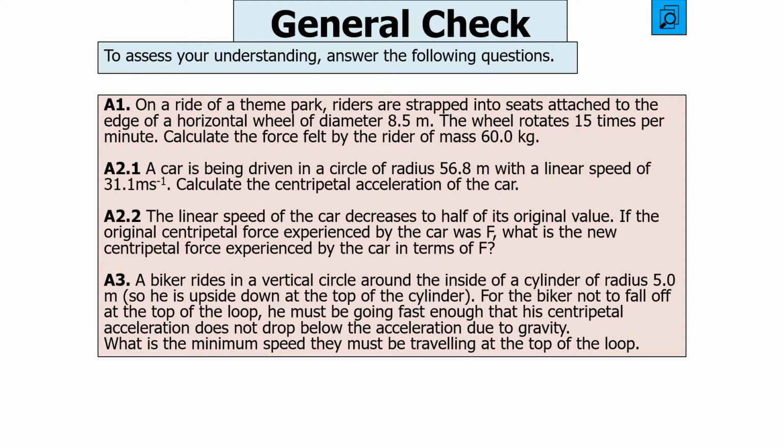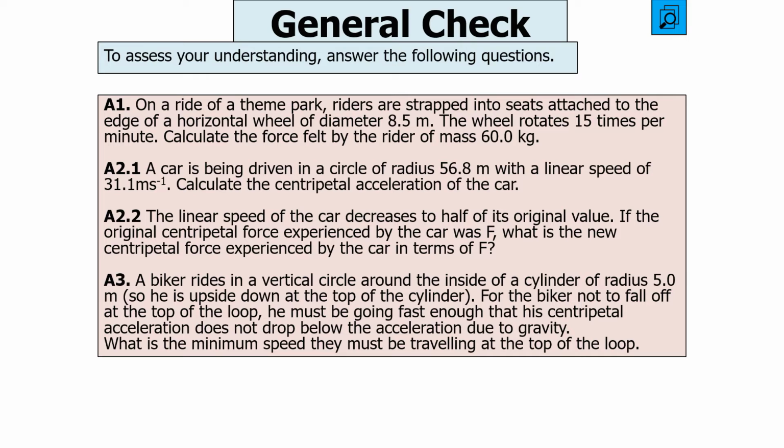The next question says, on a ride of a theme park, riders are strapped into seats attached to the edge of a horizontal wheel of diameter 8.5 meters. The wheel rotates 15 times per minute. Calculate the force felt by the rider of mass 60.0 kilograms.